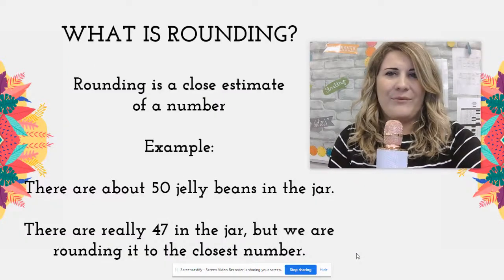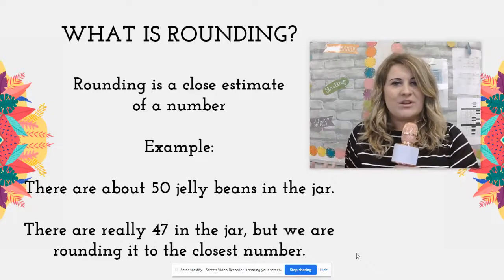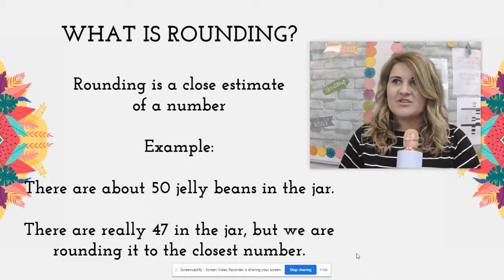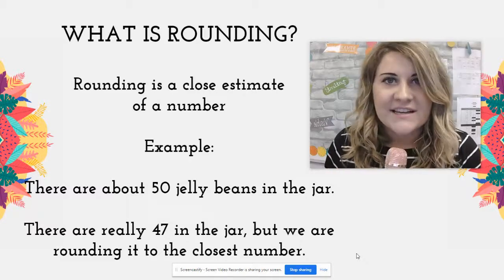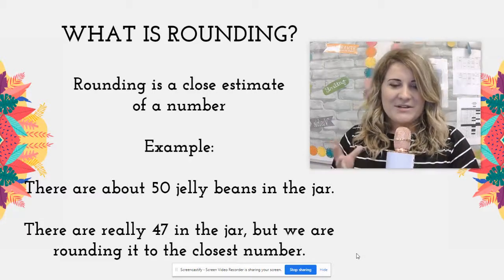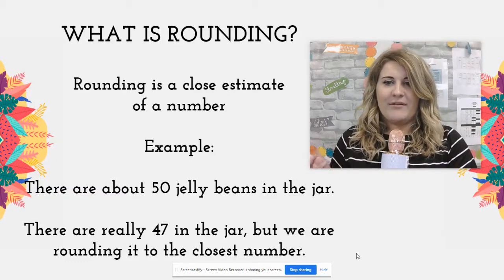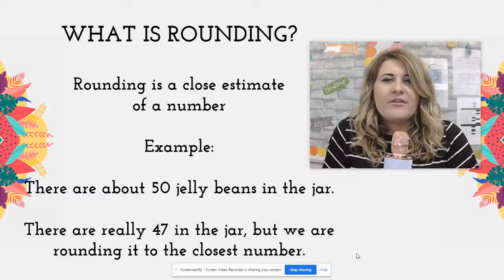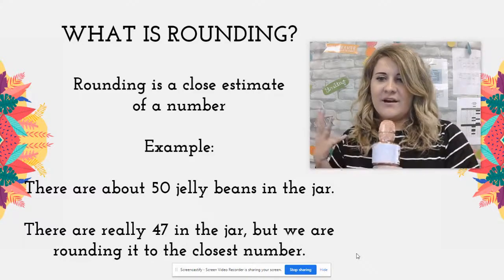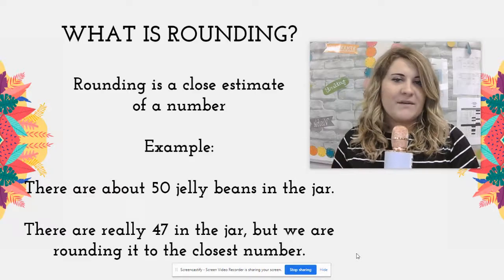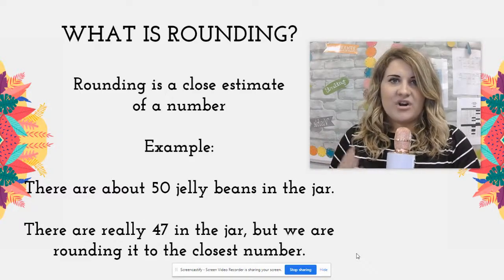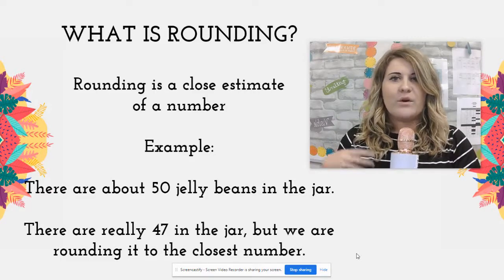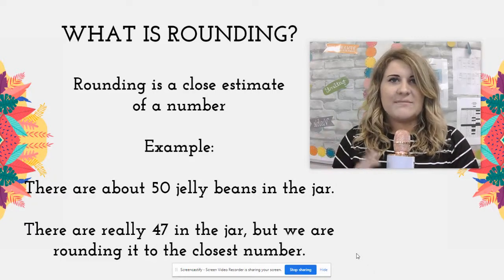First of all, what is rounding? Well, rounding is just a close estimate or guess of a number. So let's say we had a jar full of jelly beans. Do you like jelly beans? I don't like them that much. They're all right, but they're not my favorite. If you don't like jelly beans, you can replace that with M&Ms, Skittles, whatever gets you excited to think about it. So there are about 50 jelly beans, 50 M&Ms, whatever you want to think of, in a jar. Really, there's 47 in the jar, but we're rounding it to the closest number to make a guess.